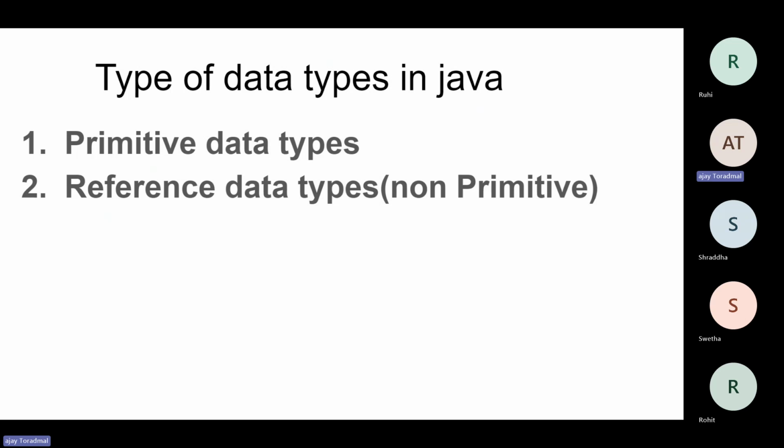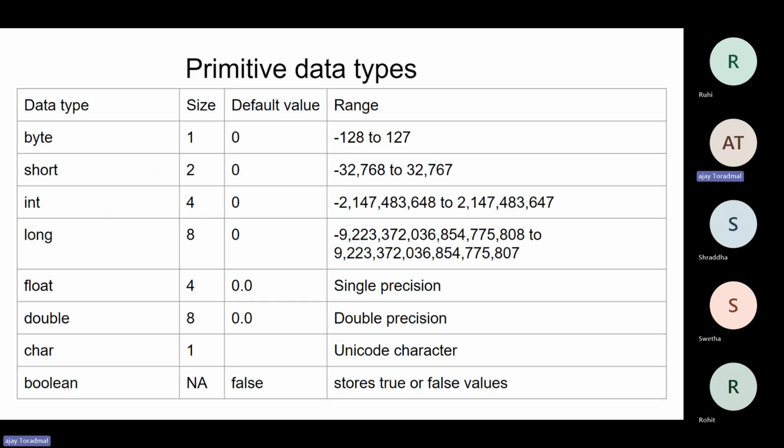Now let's focus on primitive data types. What is meant by primitive data type? For that I will go to the next slide. Primitive data types: there are 8 primitive data types available. Which are those? If you see here, these are the data types available: byte, short, int, long, float, double, character, and boolean. So these are the 8 data types available inside Java.